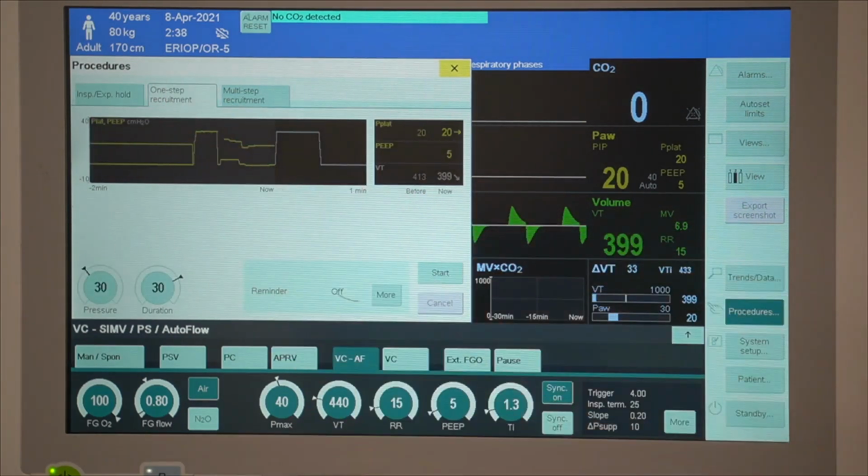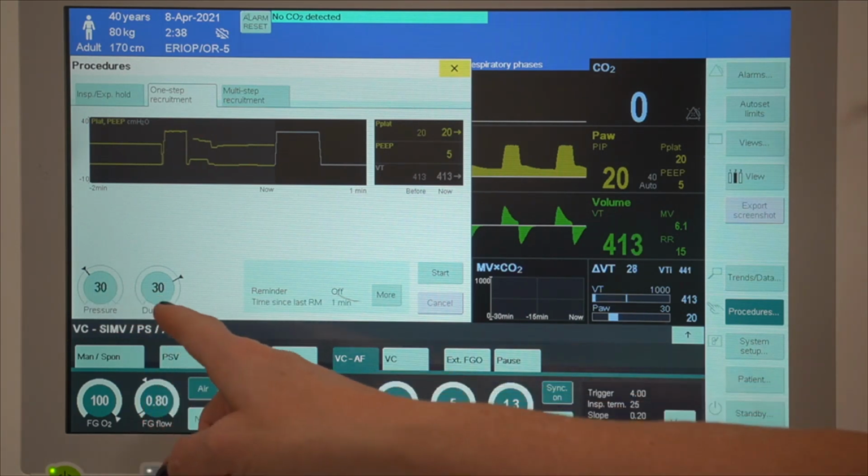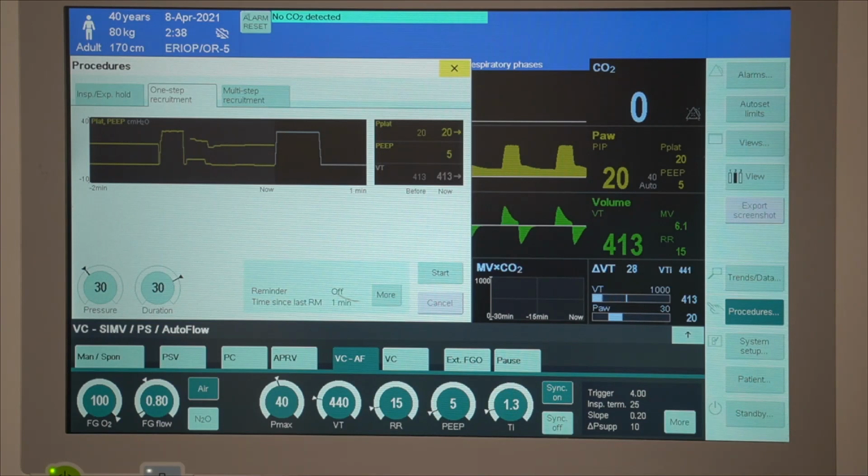Then there is one-step recruitment, which is similar to a Valsalva movement or a bag squeeze. It's very simple. There is not as much evidence supporting the clinical outcomes of this as there is for the multi-step recruitment, but it will help in patient gas exchange during the anaesthetic. You have full control of the pressure and the duration, and you can do this in any ventilation mode. Please remember, there is no ventilation happening while this procedure is occurring.